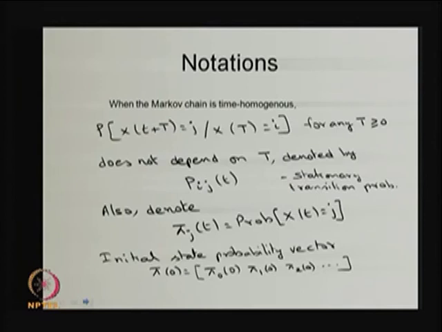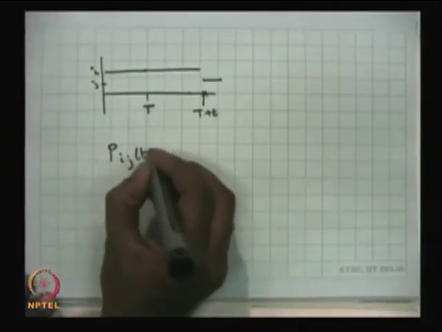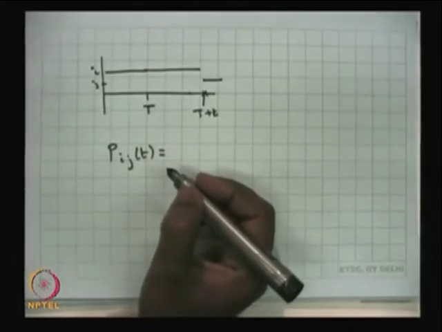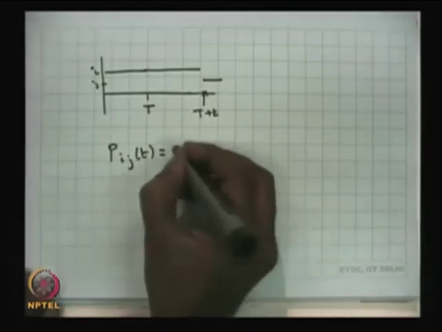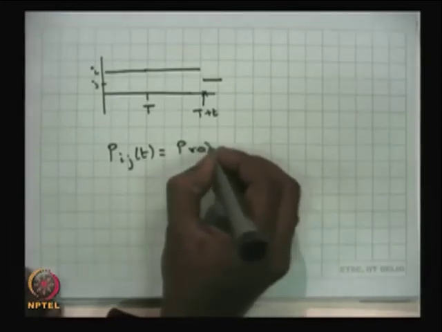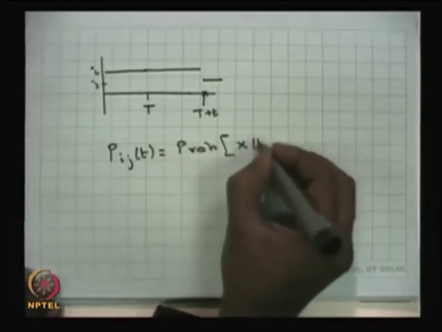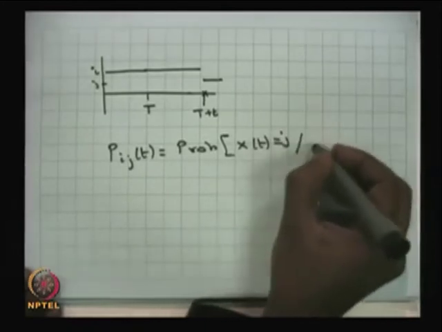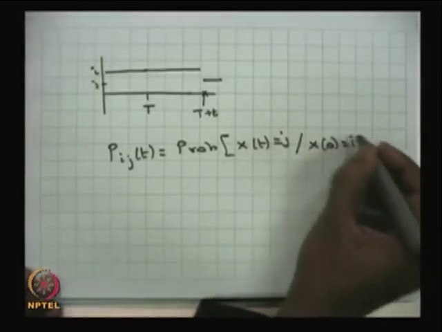That we can denote as Pij of t, because it depends on only the interval, not the actual time. Therefore, it is a function of small t, Pij of t. That means that is the transition probability in the system. So, the same thing can be written as Pij of t. This is a notation. What is the probability that the system will be in the state j, given that it was in the state i at time 0.